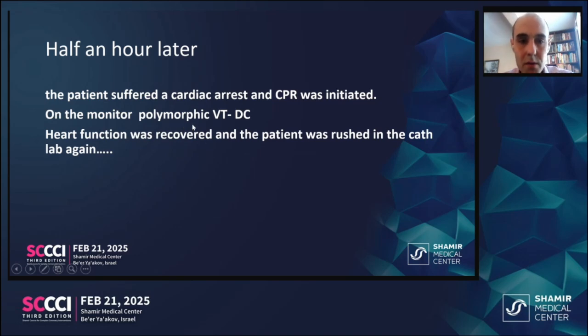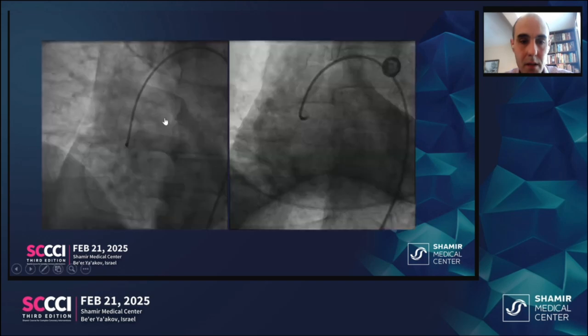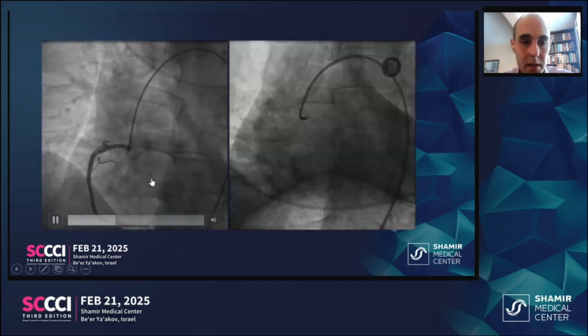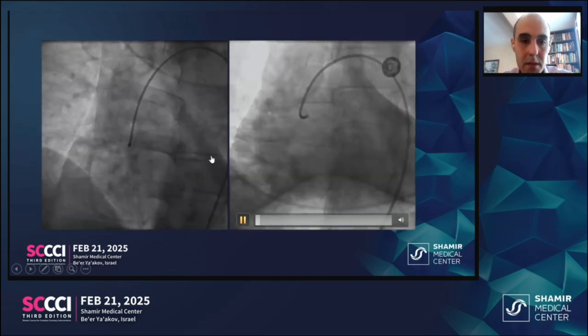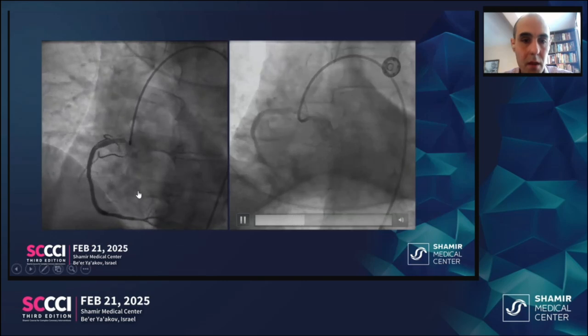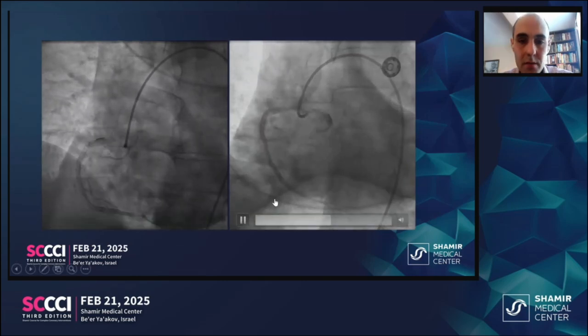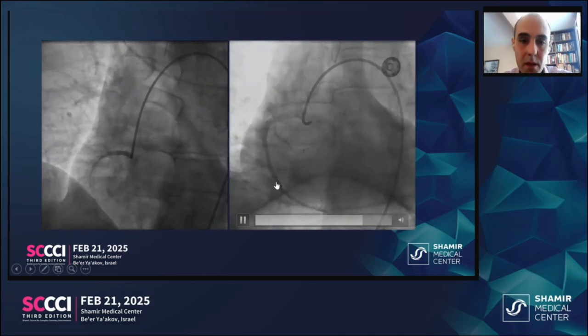On the monitor, we saw polymorphic ventricular tachycardia, which prompted immediate DC cardioversion. We recovered heart function, and I rushed the patient back into the cath lab. I was thinking that I had stent thrombosis of the RCA. But fortunately, the haziness was still there, but the RCA had TIMI 3 flow.